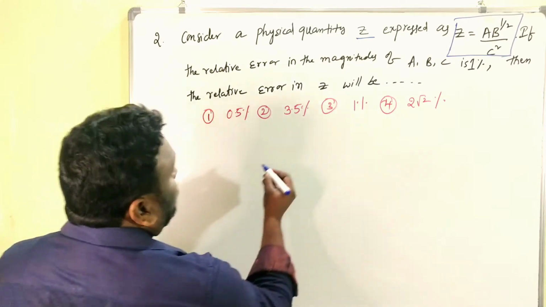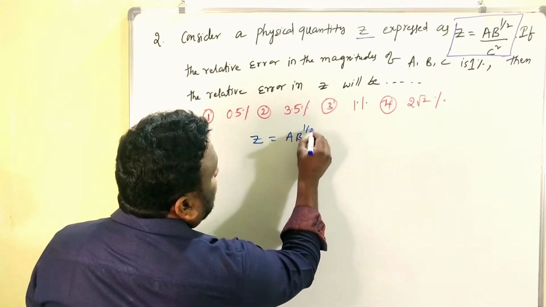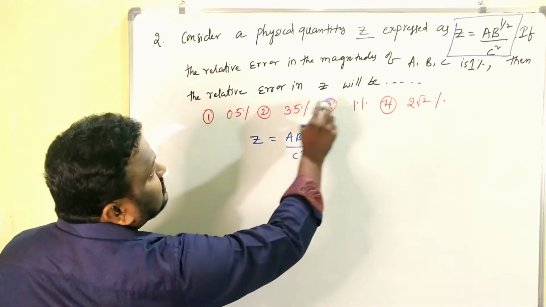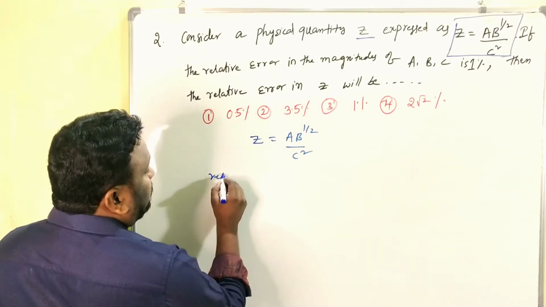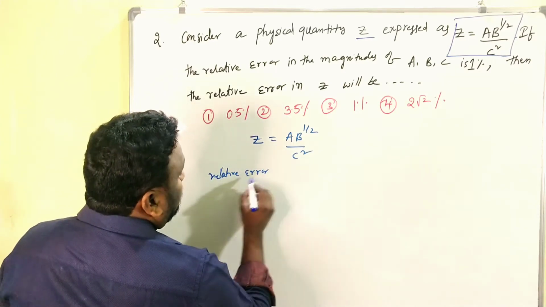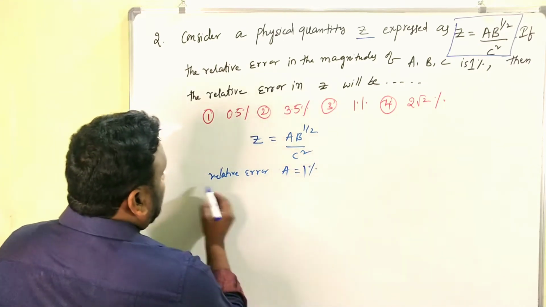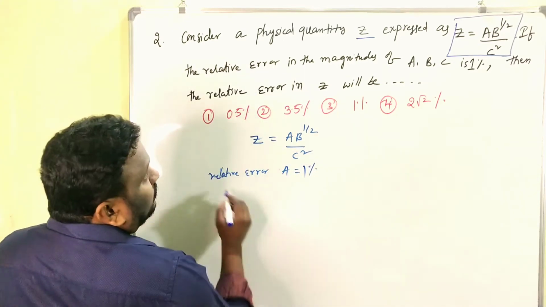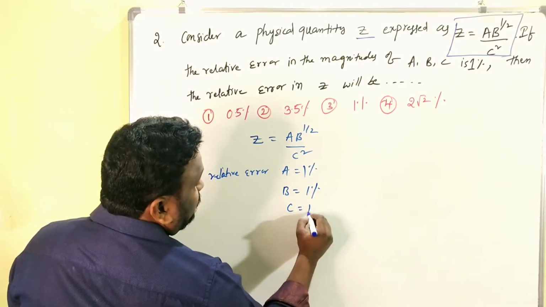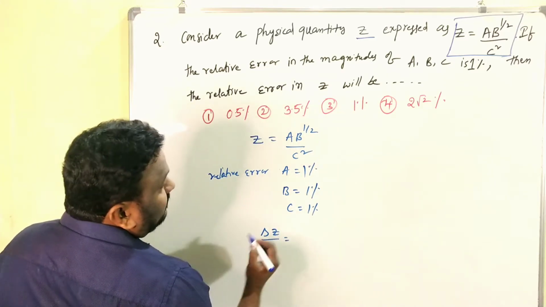First you have to write the given equation. Z is equal to A B to the power of 1 by 2 by C square. And now what was given? The percent of errors, the relative error of A is equal to 1%, and B is 1%, and C also 1%. Then what you have to find now? Delta Z by Z we have to find.